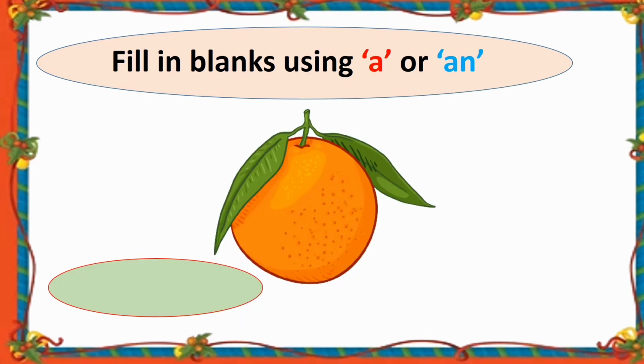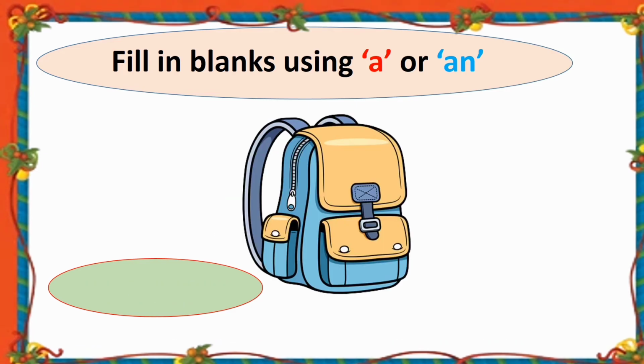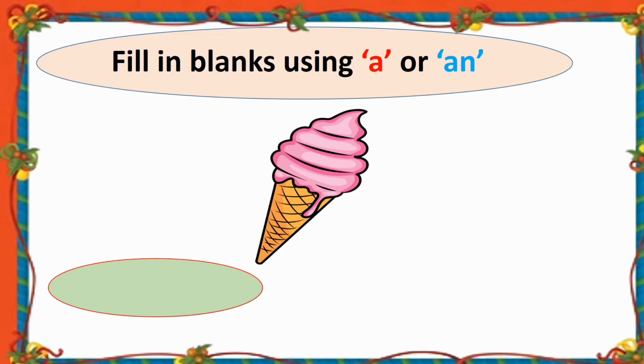Next, orange. Orange start with vowel, so we write an orange. Bag picture. Bag words start with consonant, so we add a bag. Next one, ice cream. Word ice cream start with vowel, so we add an ice cream.